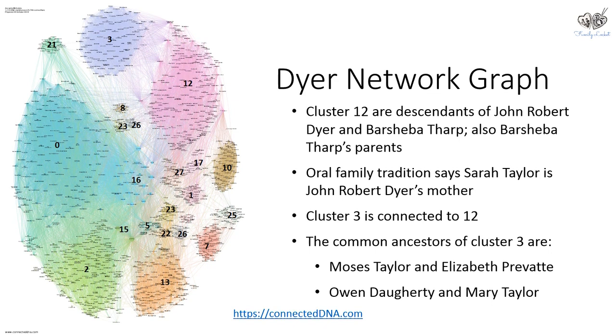We had a brick wall on John Robert Dyer, and oral family tradition said that Sarah Taylor was his mother. So as I looked at cluster 3, which was closely connected to cluster 12, I found that the common ancestors of cluster 3 were Moses Taylor and Elizabeth Pravat. Also Owen Doherty and Mary Taylor. So the Taylor surname being very common in this group led me to believe that this was probably the group of people where Sarah Taylor came from.